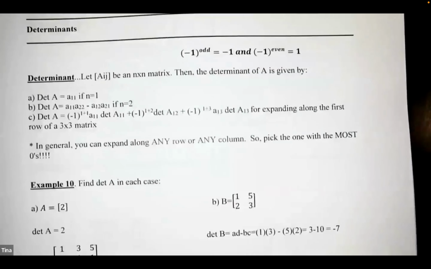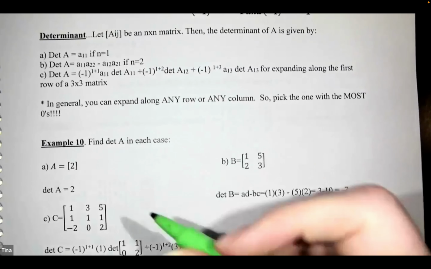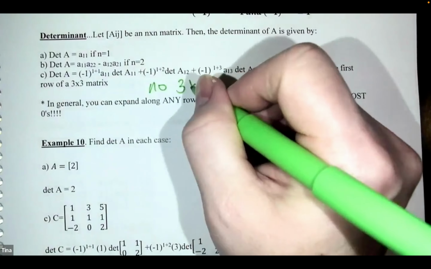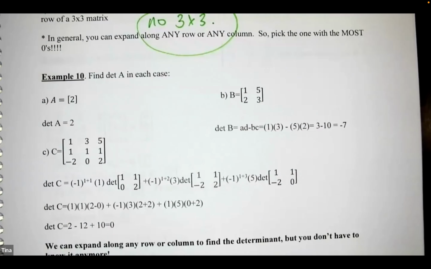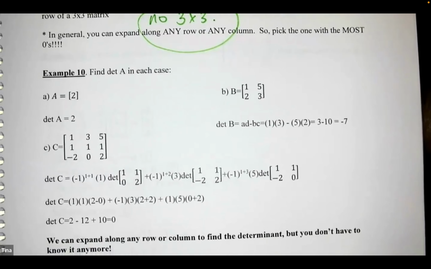Now, in terms of determinants, remember they've removed all the 3 by 3, right? So there's no 3 by 3s anymore. So the only thing you really would have to know about a 3 by 3 is, if you have the determinant, how do you tell if there's an inverse, okay?